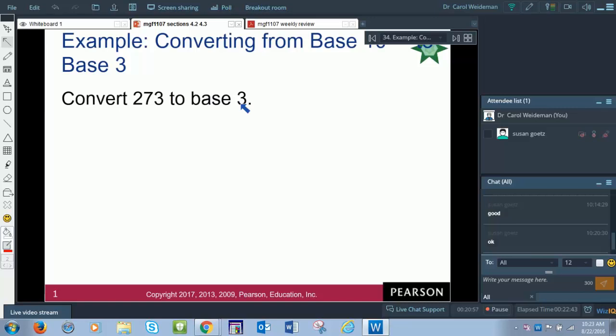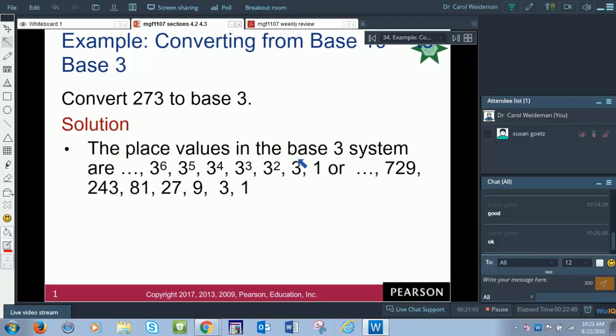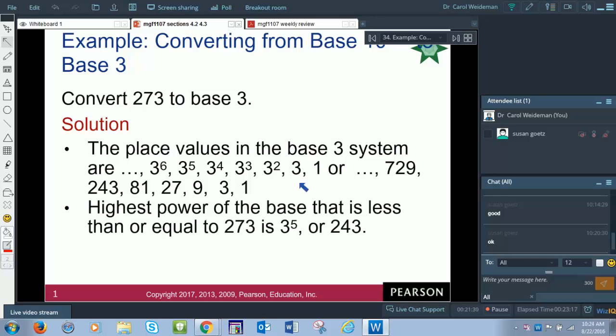Okay, so what I need to think about is, what are the positional values in base 3? I'm going to start with a 1, and then I'm going to go 3, 3 squared, 3 cubed, 3 to the 4th, 3 to the 5th, 3 to the 6th. And then if I multiply those out, what do I get? 729 is 3 to the 6th. 3 to the 5th is 243, etc. And what I want to do is find the largest positional value less than or equal to the number I'm trying to convert. Okay, so the largest one here is going to be this 243. So I'm going to start out dividing the number 273 by 243 and then work downward.